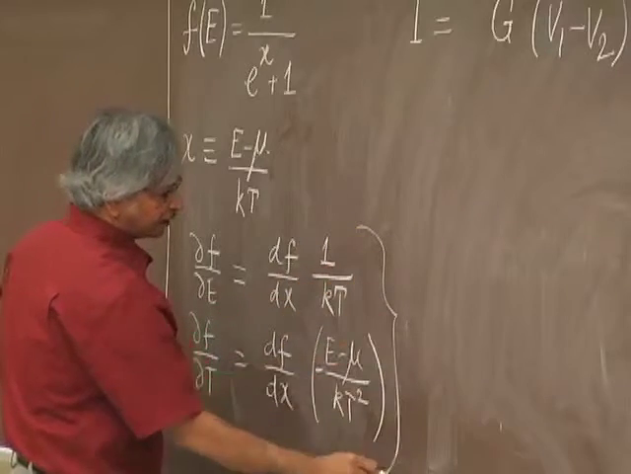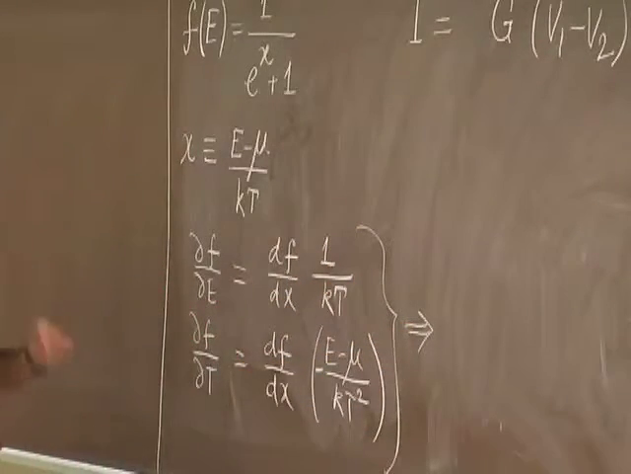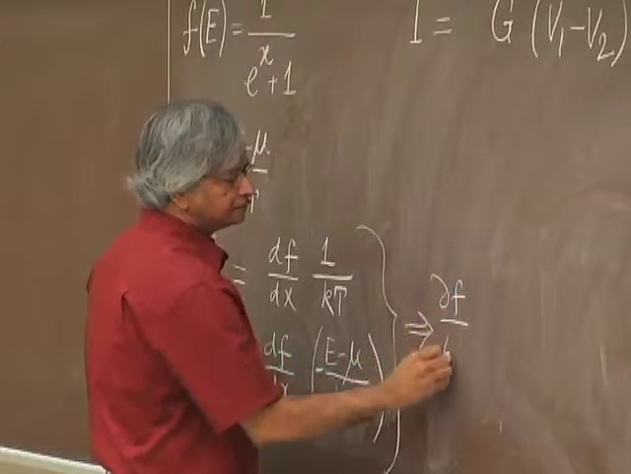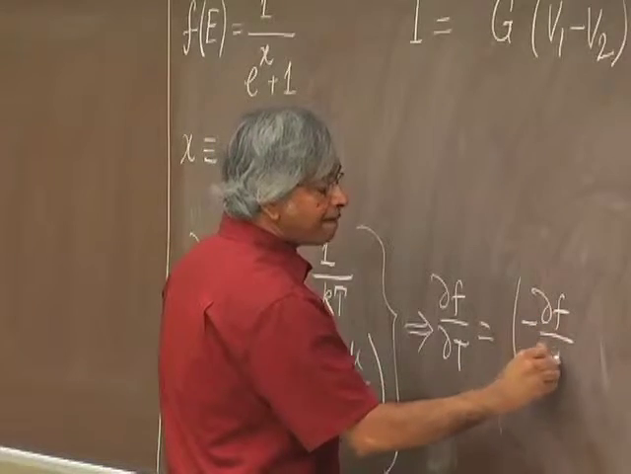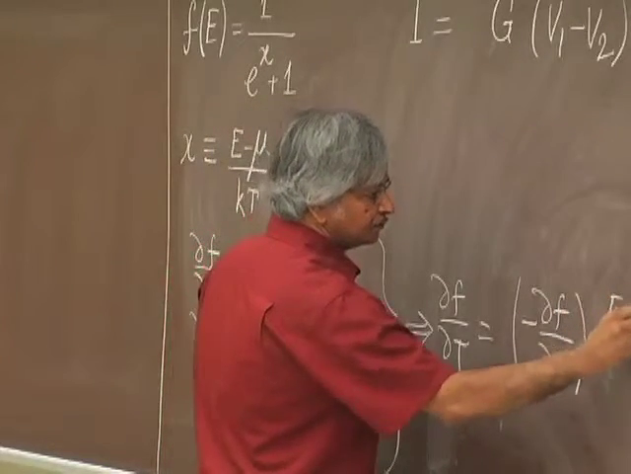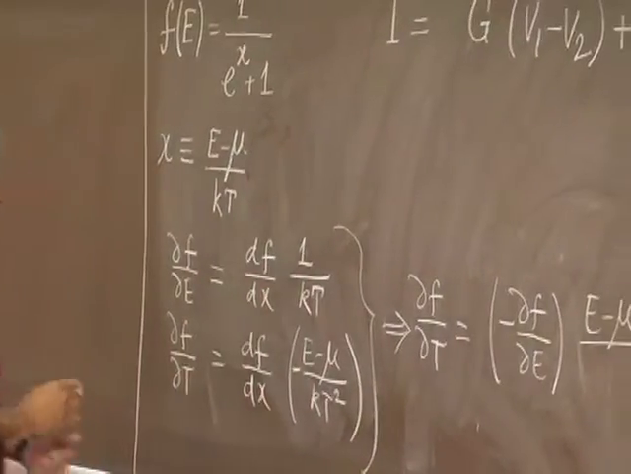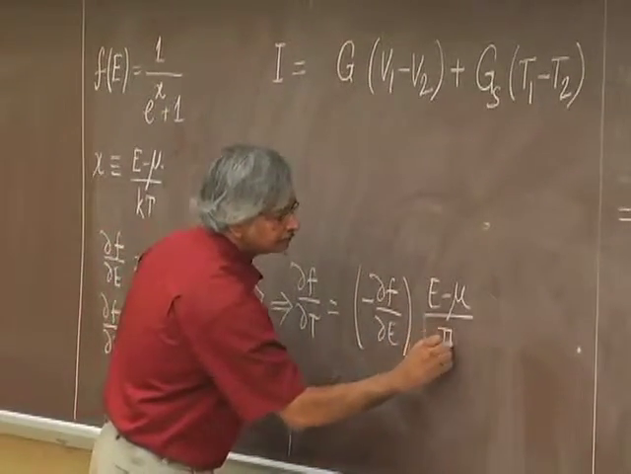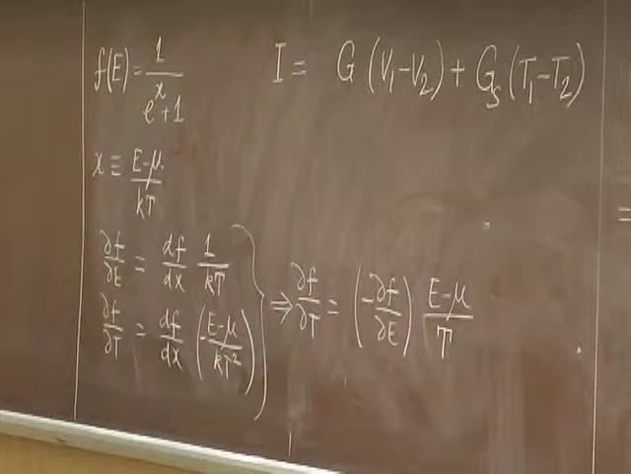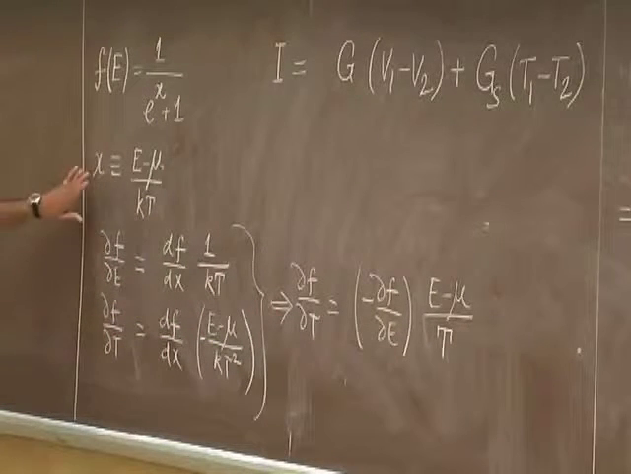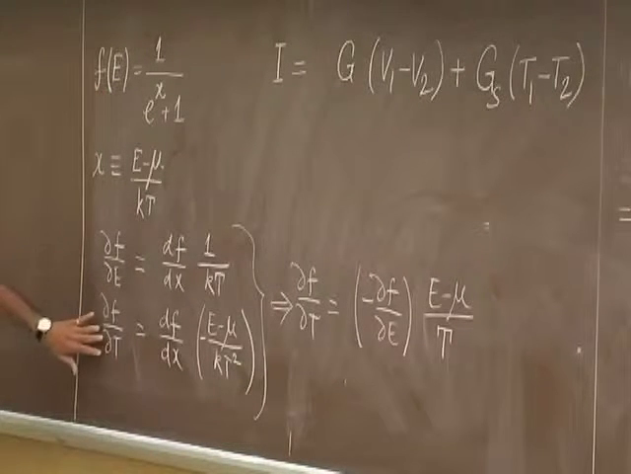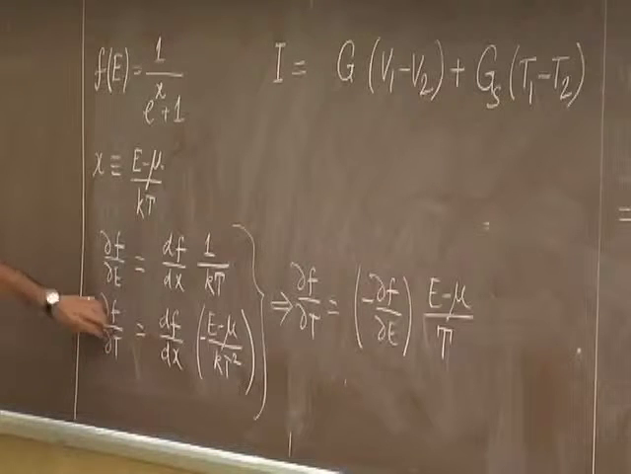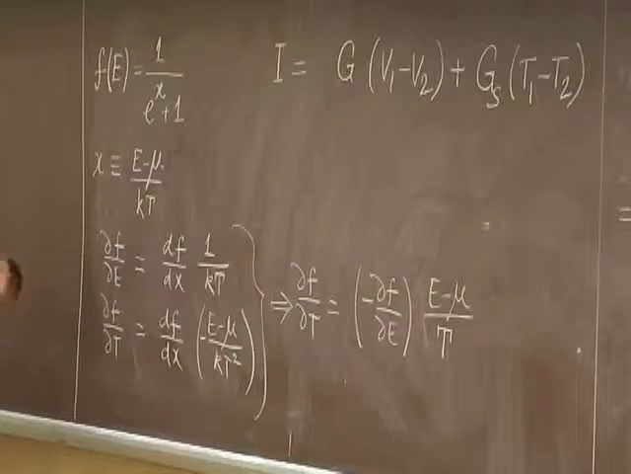So between them, what I can see is that del F del T is equal to minus del F del E times (E minus mu) over T. Okay, so this is the algebra. What I need is the derivative of this function with respect to temperature, and I'm trying to relate it to the derivative of this function with respect to E, since that we have seen before, it appears in the conductance expression anyway.